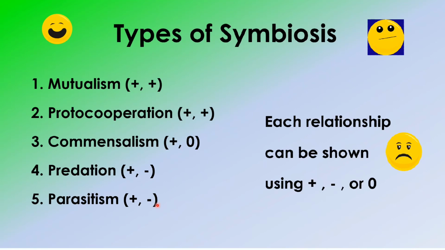So again, each relationship can be shown using the positive, the negative, or the zero symbol, which is considered the neutral relationship.